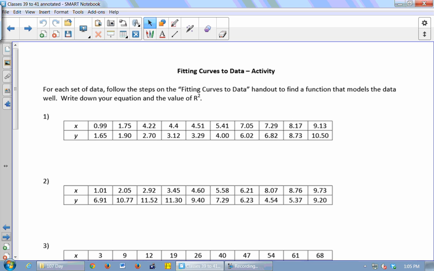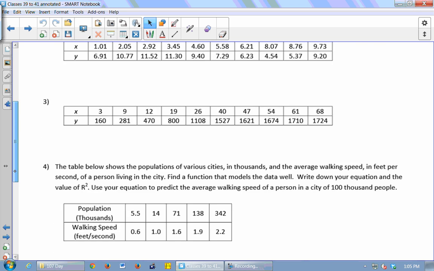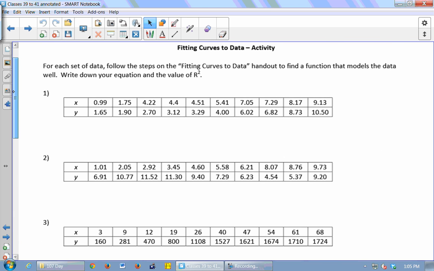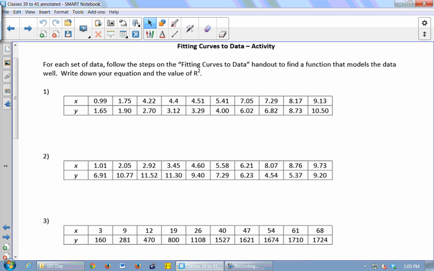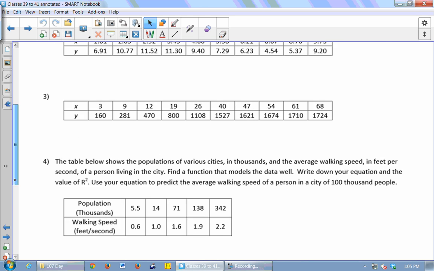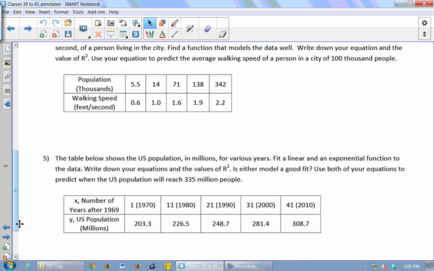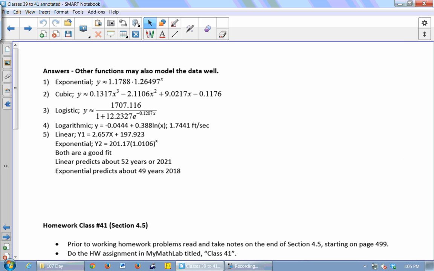So we're just going to work through this activity today. You have 5 data sets. 2 of them have some context. And you're just going to fit some data to it. Write down the equation of the best model you can come up with. For 4 and 5, there's also some questions to answer rather than just writing down your model. And there are some answers on the next page, but it says here, other functions may also model the data well. So these are just some functions that I found that worked well. You might find a different function that's also a good model.